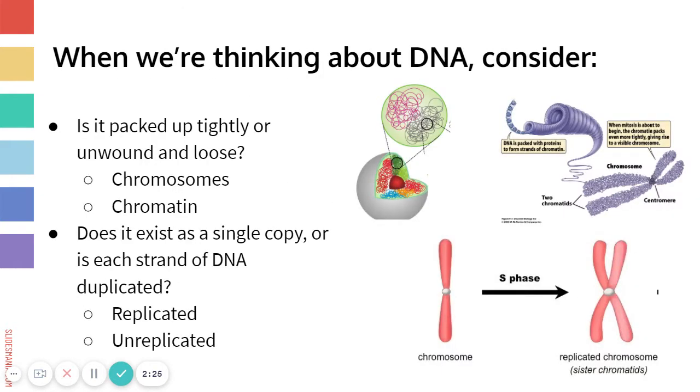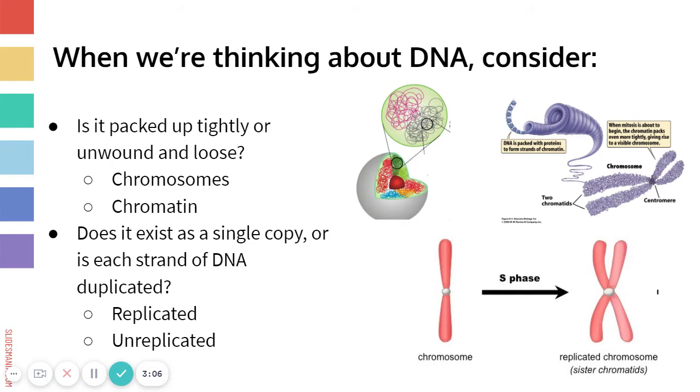So, there are two main questions that I want you to ask yourself when you're looking at the DNA in a particular stage of the cell cycle. The first question is: is it packed up tightly, or is it unwound and loose? These are the two main forms that DNA can come in. If the DNA is packed up super tightly, then we call that a chromosome. This is the familiar X-shaped thing, which is usually how you draw DNA. We call this form of DNA a chromosome.